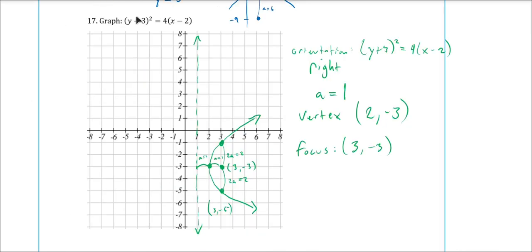Moving on. Here we have some where we're just asked to graph the parabola. I've actually graphed a little bit more, but if you strip away some of the bobbles here, you could just graph the parabola.